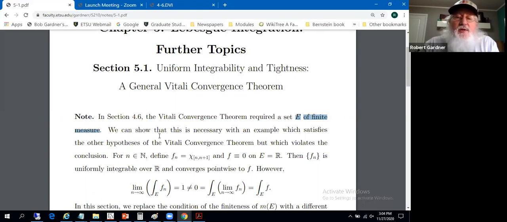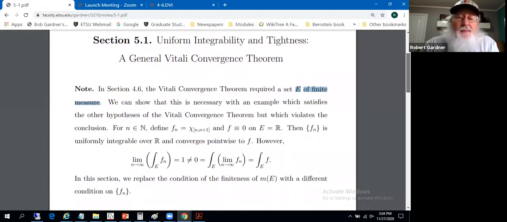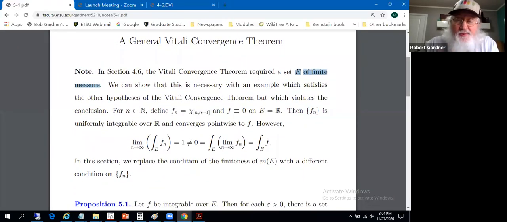So the plan here is to modify this hypothesis of finite measure. If we simply drop the hypothesis of finite measure, then we don't have a convergence theorem. We can show the finiteness as a necessary condition with the following example. Suppose f sub n is defined as a characteristic function on the closed interval from n to n plus 1 for each natural number. So when we integrate these functions, it's basically a step function, 0 everywhere except on that interval of length 1 where it takes on the value 1.